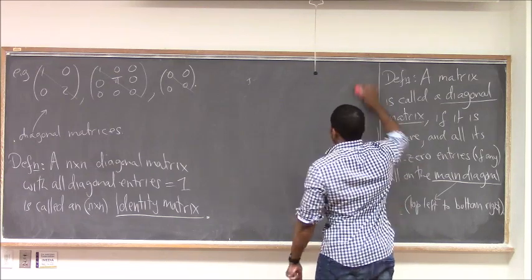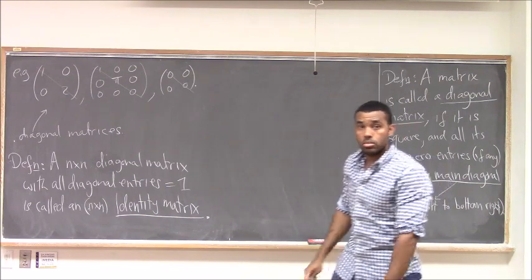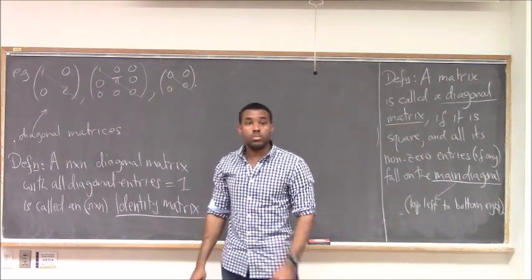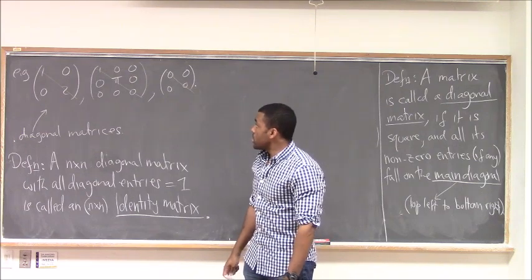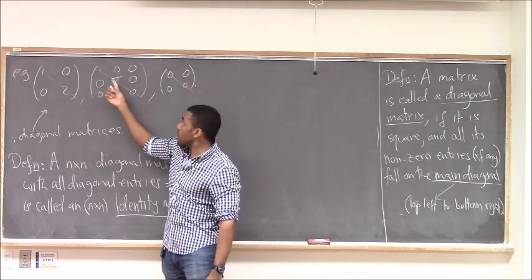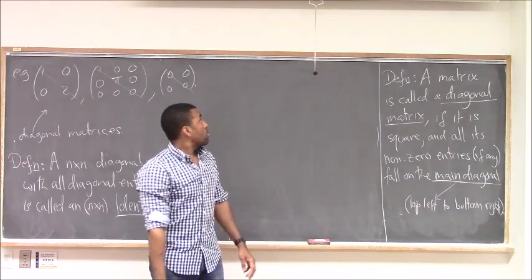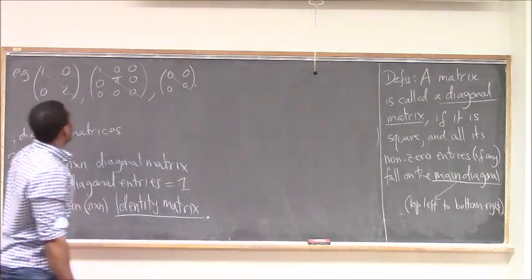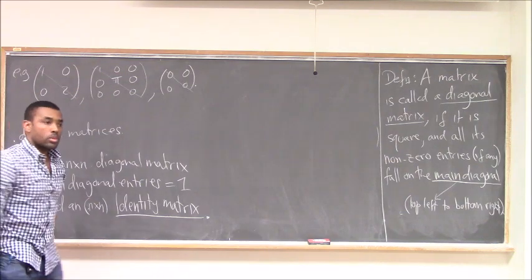Question. Is the 1 by 1 matrix considered square? Yes. How is the second one diagonal? Because the non-zero numbers in it are on the main diagonal. But over there it says if it's square. How is the middle one square? It is square. There are 3 rows, 3 columns. Okay.